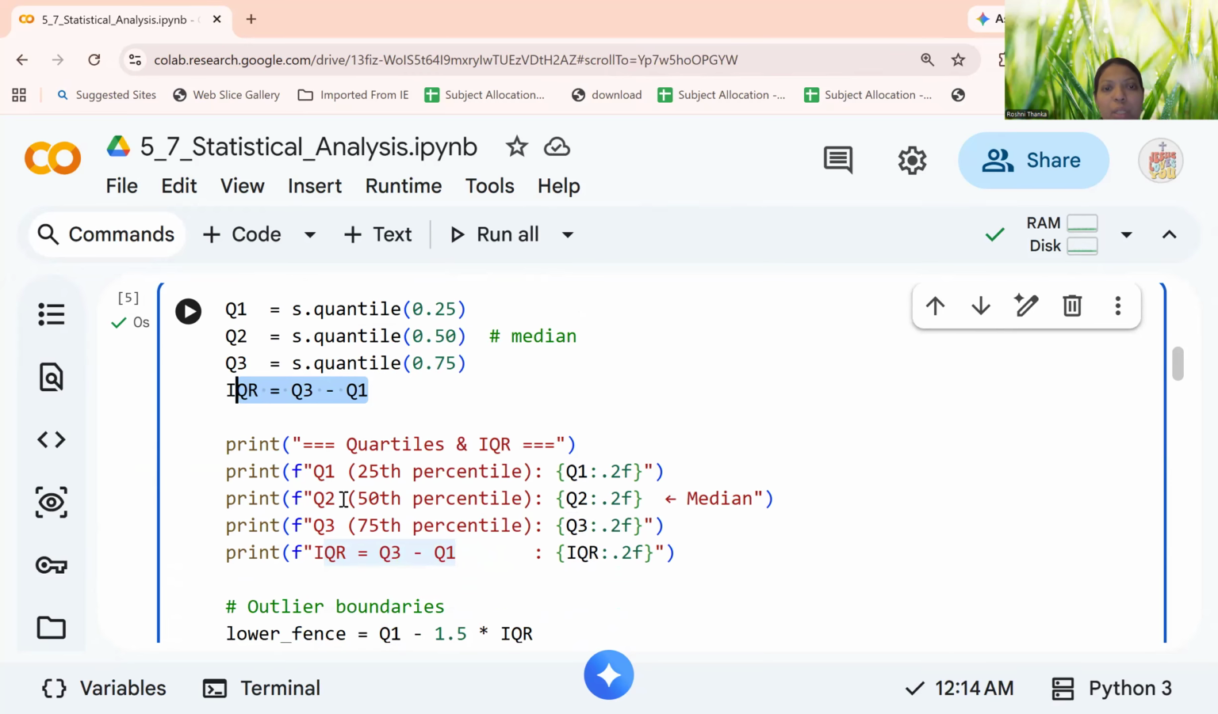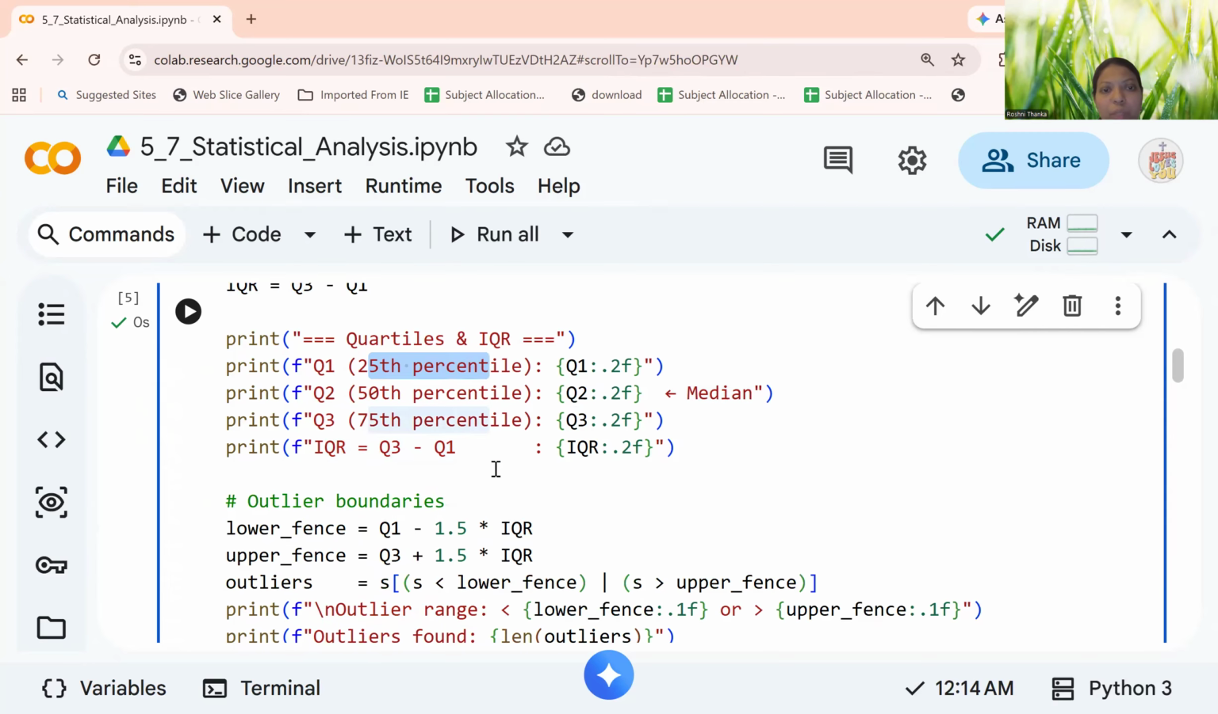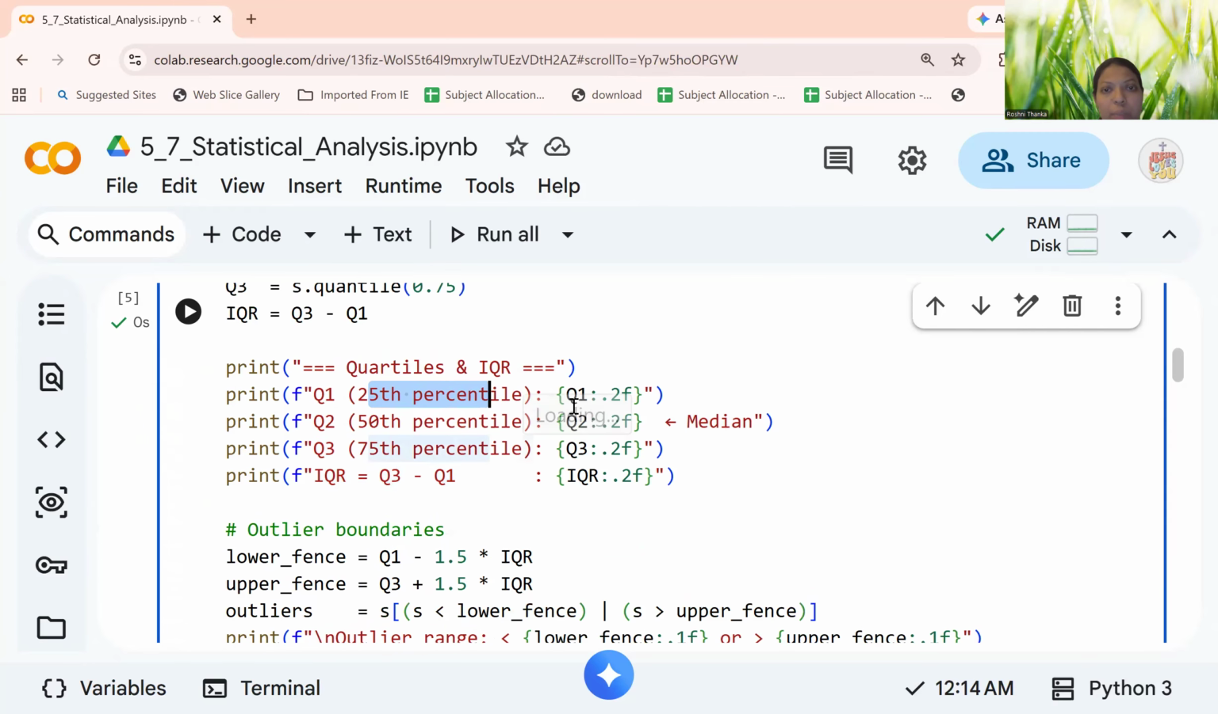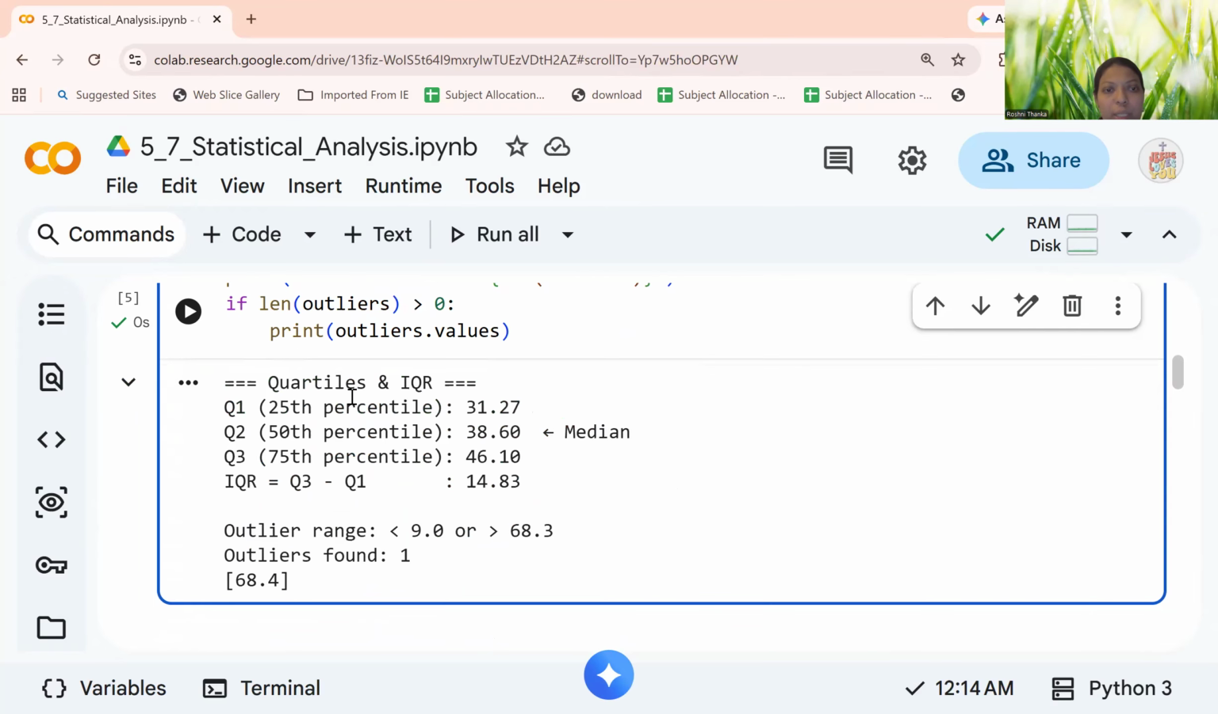The use of this is that we can find the outliers and understand the different parts of our value distribution. Q2 will give you the median, the middle part. We are displaying all these Q1, Q2, Q3 values. Here you can see the 25 percentile is 31.27, then the 50 percentile is 38.60, then the 75 percentile is 46.